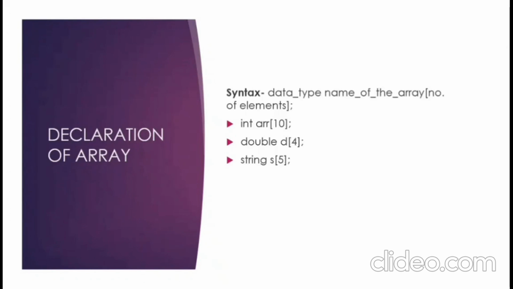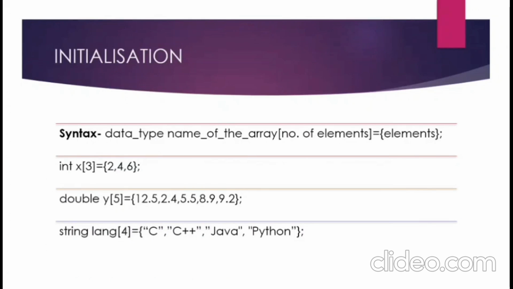Now let's see how to initialize elements to the array. So the syntax would be data type, name of the array, number of elements equal to, within curly brackets we have the elements like int x 3, and we have the elements as 2, 4 and 6. Double y 5, and these are the 5 elements. Next we have string lang, which stores names of 4 programming languages. Since this is a string type of array, the elements are within double quotes.